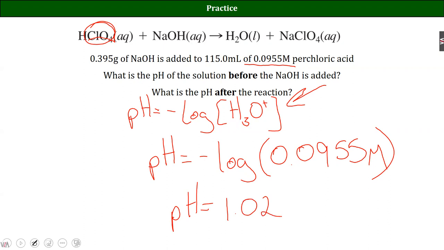So if you know the H3O plus concentration, finding pH is really easy. And if you know the acid concentration, you know the concentration of H3O plus for now. If we want to know the pH after we add the base, sodium hydroxide, we need to figure out how many moles of acid are left over, or how many moles of base are left over. So when you have a neutralization reaction, it's always about finding the concentration of your excess reactant.